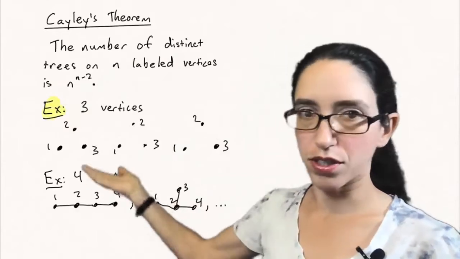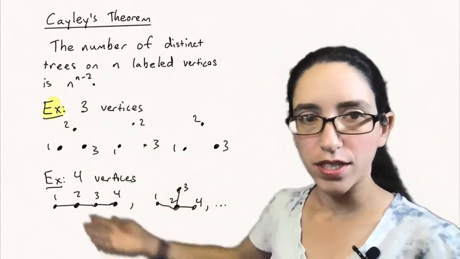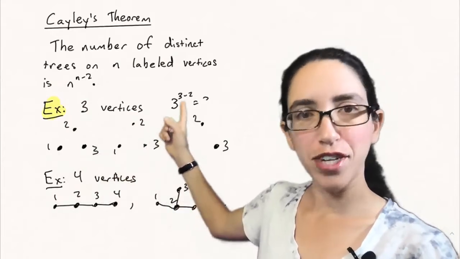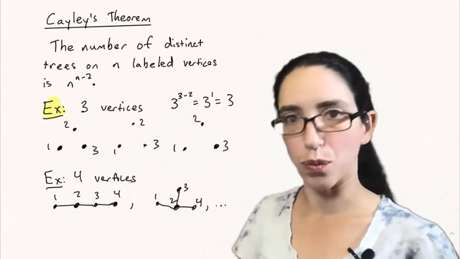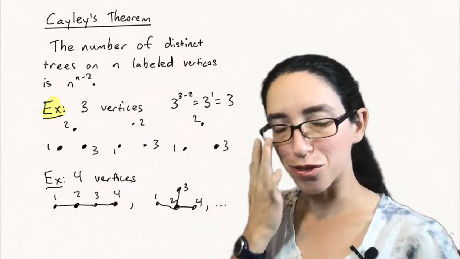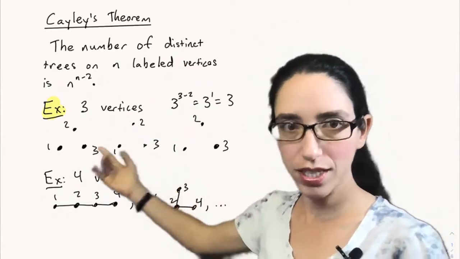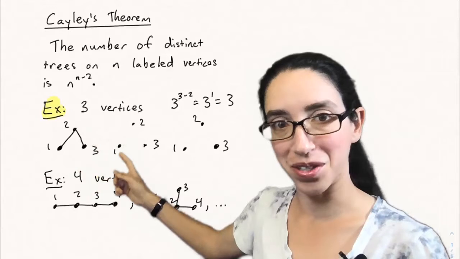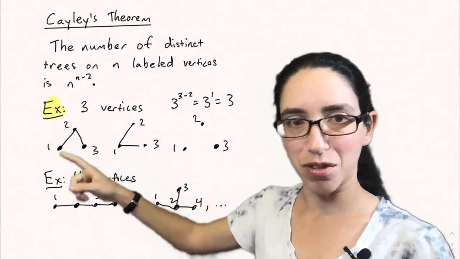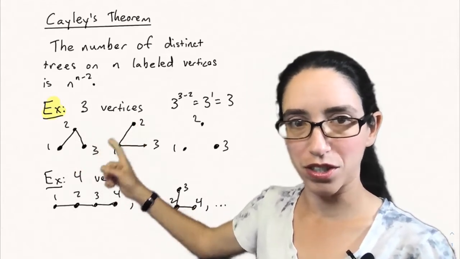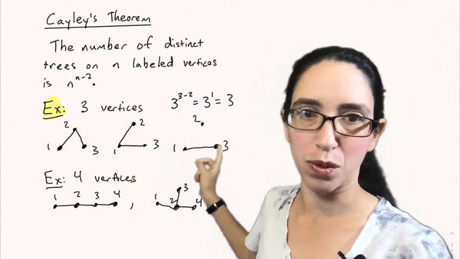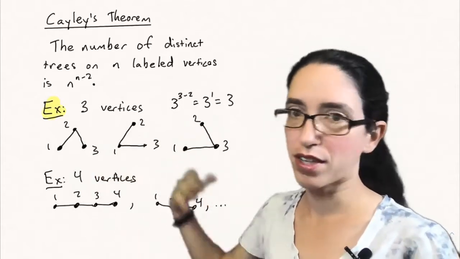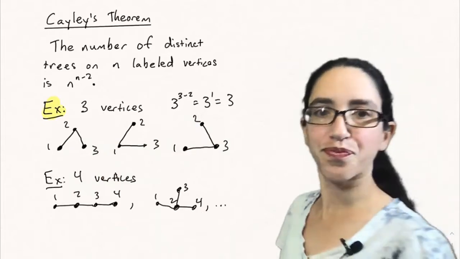So as an example, let's look at three vertices. Say you have three labeled vertices, 1, 2, and 3. The formula would say that it's 3 to the 3 minus 2, which is 3 to the 1, or 3. So what are these three trees on three labeled vertices? Well, to make a tree on three vertices, you basically have to make a path. There's no other possibility. And as far as what that path is, it can go 1, 2, 3, or 2, 1, 3, or 1, 3, 2. 1, 3, 2 is not different from 2, 3, 1 because these aren't directed graphs. So those are the only possibilities here.